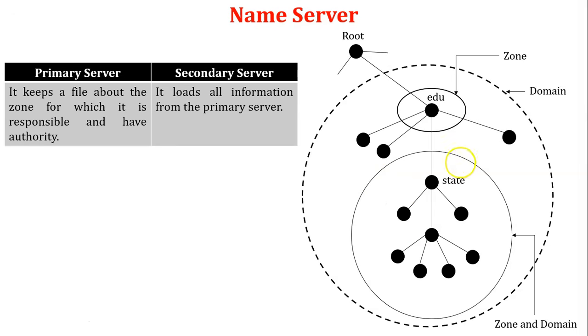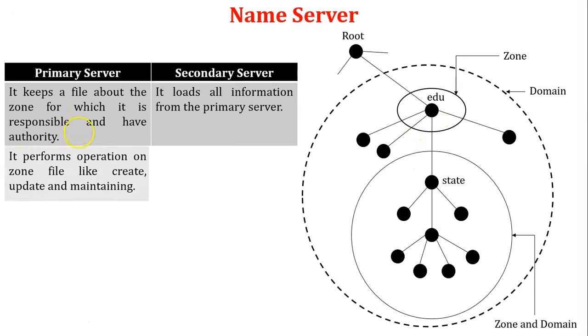So whenever the state server wants to communicate with the connected node, at that time all the information will be loaded from the edu server. So here state is the secondary server and edu is the primary server. Next, the primary server performs operations on the zone file like create, update and maintain. So we have already discussed that. If any node enters that domain, the primary server updates the database.